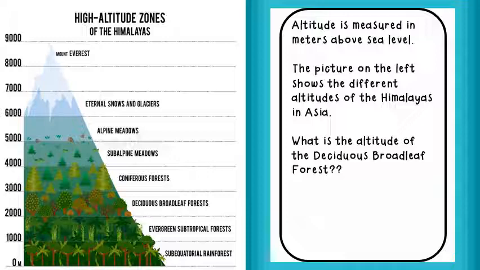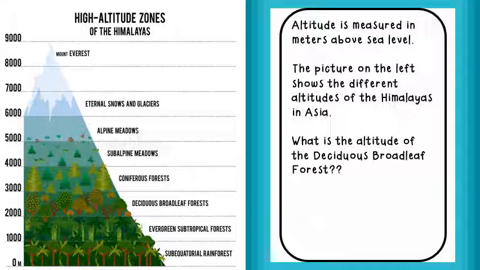Okay, if we look at this slide, you can see the high altitude zones of the Himalayas. Now the Himalayas are a mountain range in Asia, and this shows the different altitude zones leading up to Mount Everest. So you start at the bottom and you work your way up. It will show you how high the places are, the heights of these places above sea level. These are the altitudes of those places, and Mount Everest is obviously our highest mountain in the world. Mount Everest is at 8,000 meters above sea level. That is really, really high.